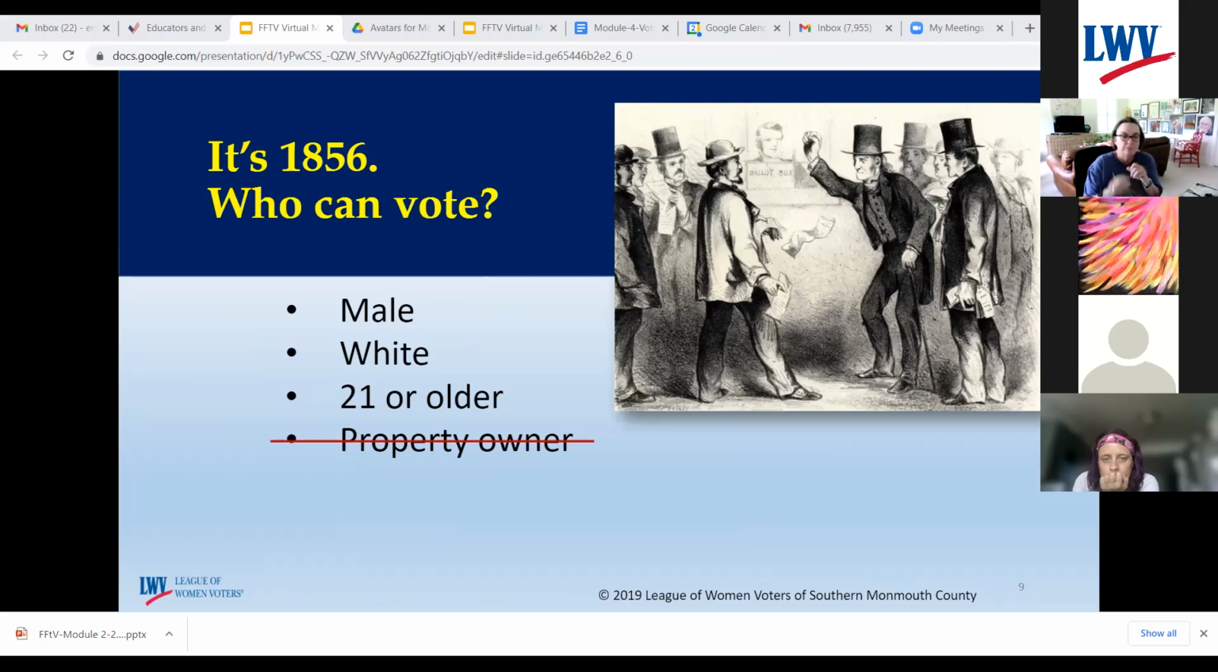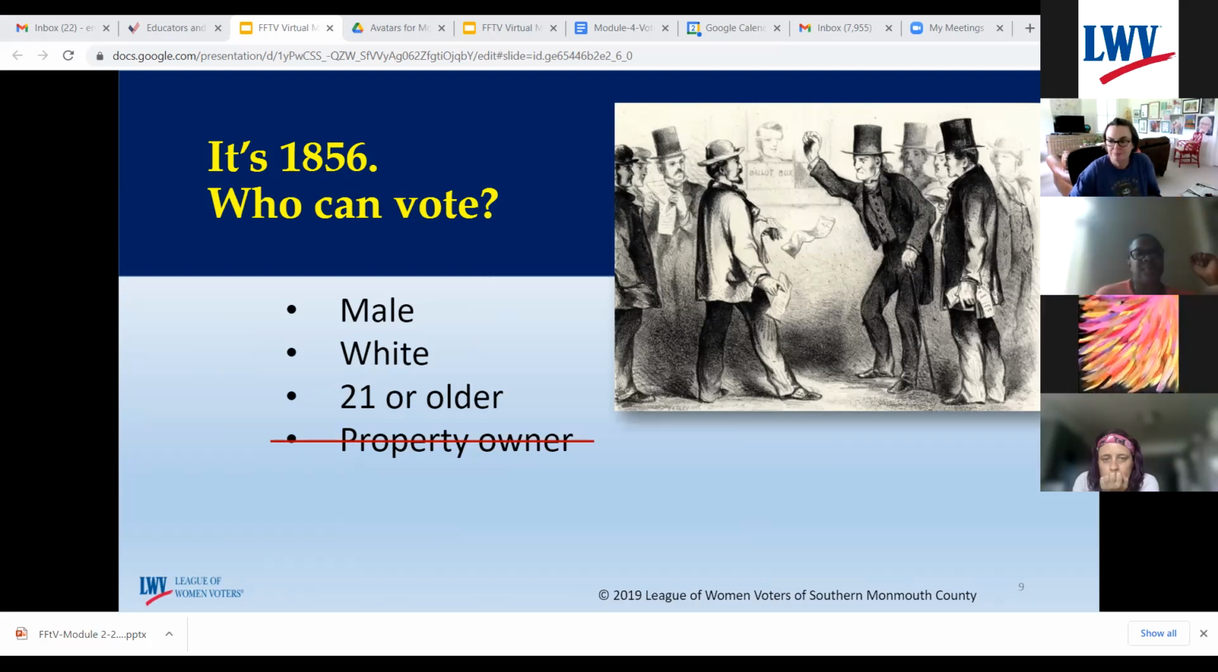Take a look at your avatar. And if you are a male, white, and 21 or older, you can turn your video back on. Okay, just one more person. And again, if we had a class of 20, you would probably have 4 people's faces on the screen now, and the rest would be black.